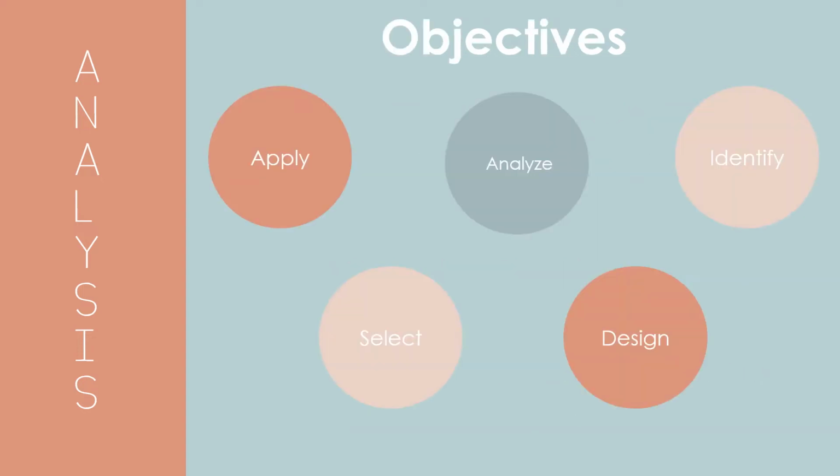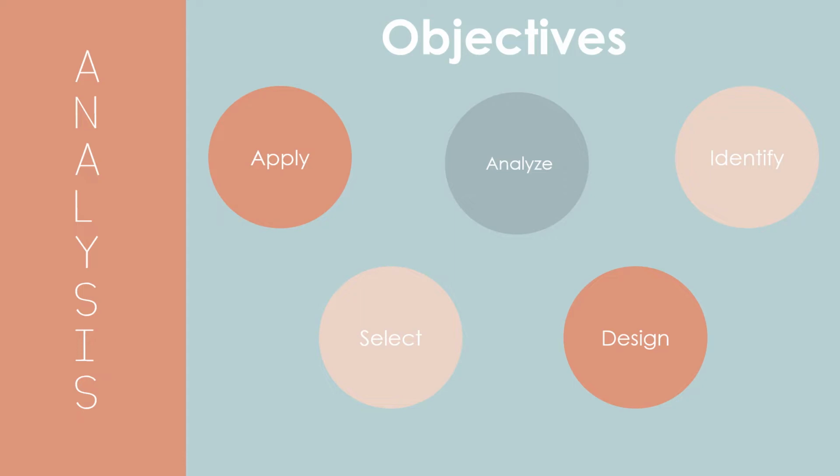After discussing with my client the 2 goals that we wanted our learners to accomplish by the end of the training, we then moved on to talking about what 5 objectives we want teachers to be able to achieve by the end of the training as well. The 5 objectives that we came up with were apply, select, analyze, design, and identify.